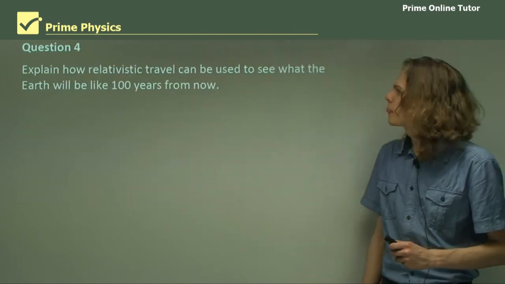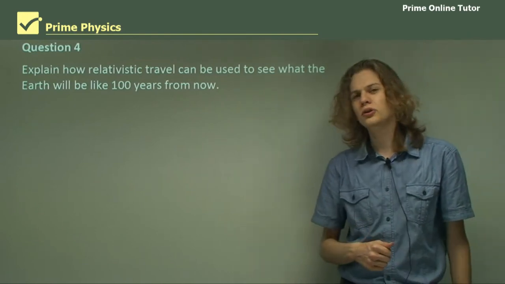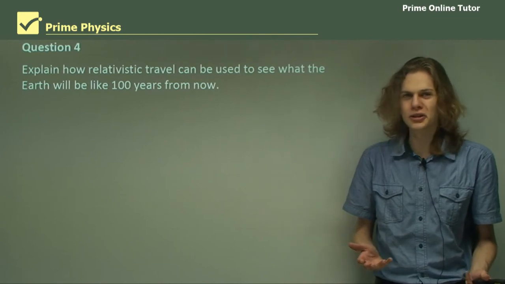Question 4. Explain how relativistic travel can be used to see what the Earth will be like 100 years from now, assuming you don't want to just sit around and wait for 100 years.